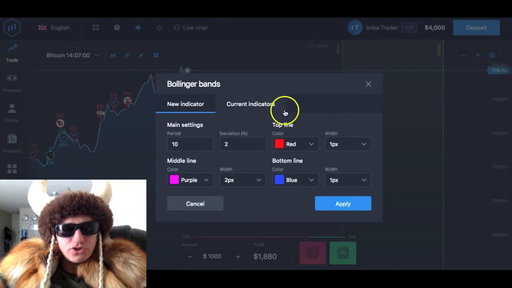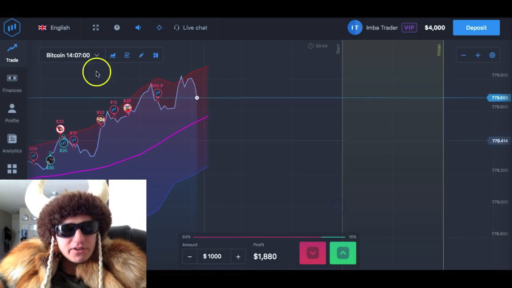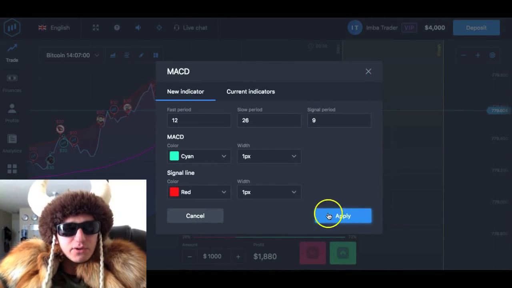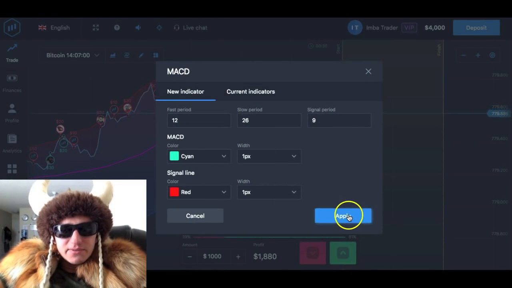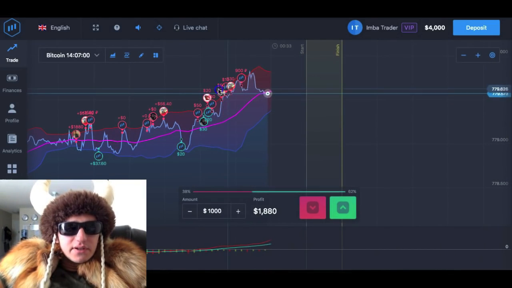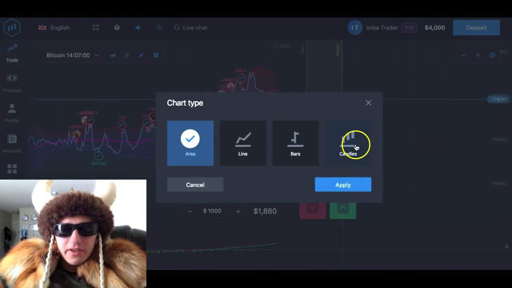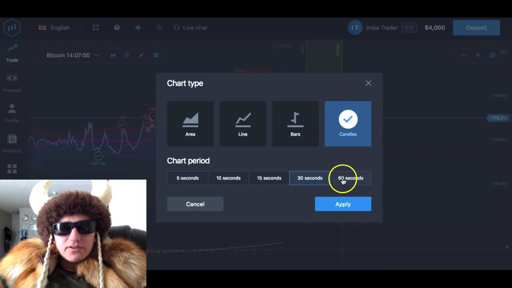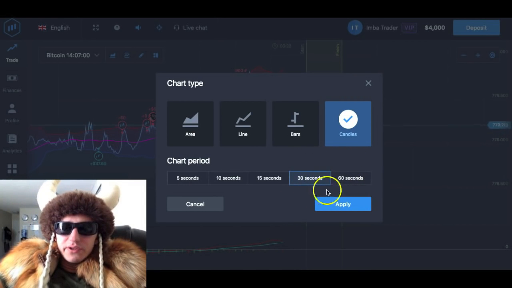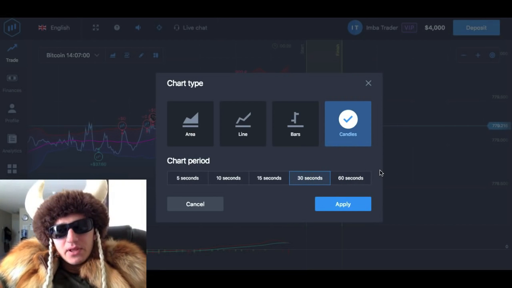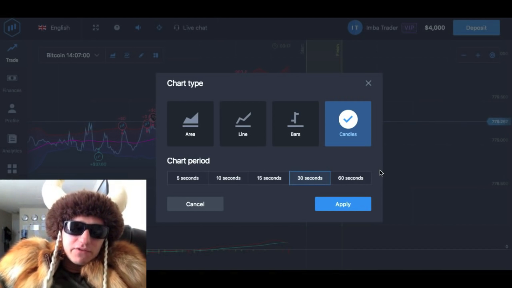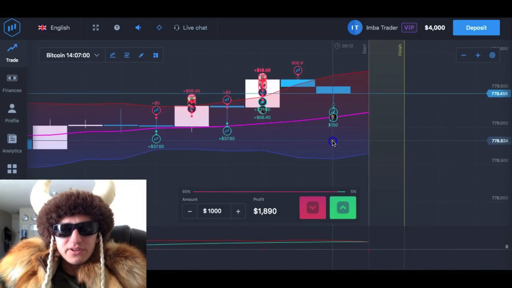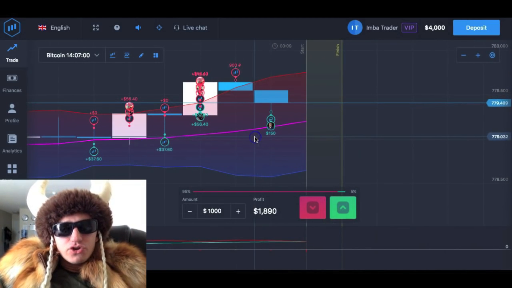You go to the indicators, check Bollinger Bands, and leave all the settings by default. There is also another indicator which works well in conjunction with Bollinger Bands. It's called MACD. Also leave all the settings by default here. It works better if you use it with the candlesticks graph, but make sure that you choose either 30 seconds or 60 seconds period, because it will give you more reliable information. Actually, I think 60 seconds will be even better, but I'll use 30 seconds here to show you how it works.